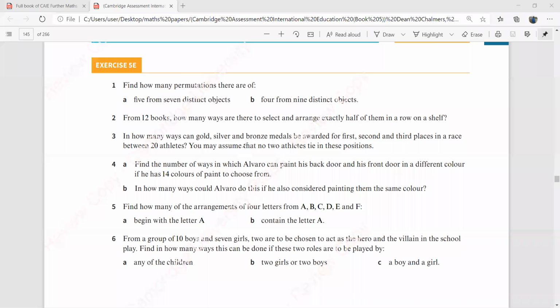Exercise 5E is purely about permutations. Okay, have you done question 1A? Can you tell us how many permutations there are of 5 from 7 distinct objects? What is the answer to 1A?